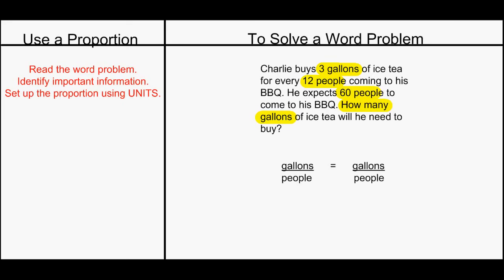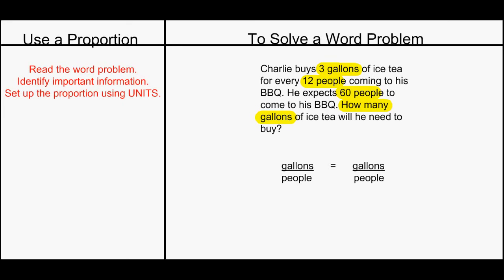Let's try it out. Charlie buys 3 gallons of iced tea for every 12 people coming to his barbecue. He expects 60 people to come to his barbecue. How many gallons of iced tea will he need to buy? The important information is gallons and people.